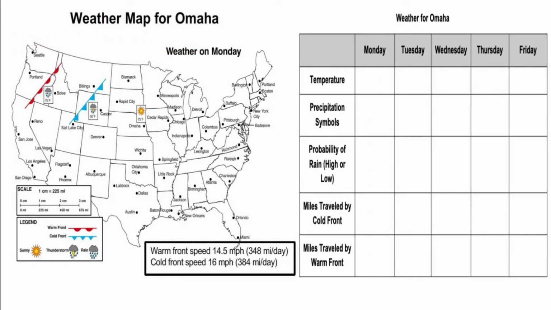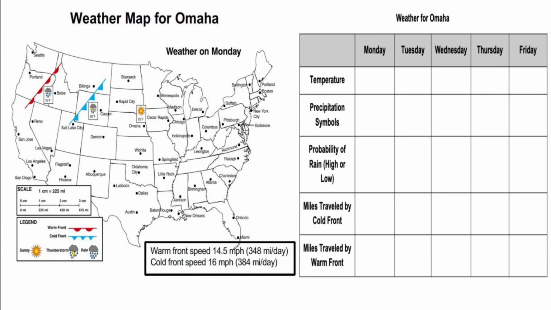All right, so that brings us to today's assignment. Now that we know a little bit more about these symbols that we're looking at and about the way that weather moves, we can fill out this weather map. So this is the weather for Monday. So if you look at the chart, you can fill in the first column just by looking at what you see on this map. For the rest of the days, you're going to have to make predictions.